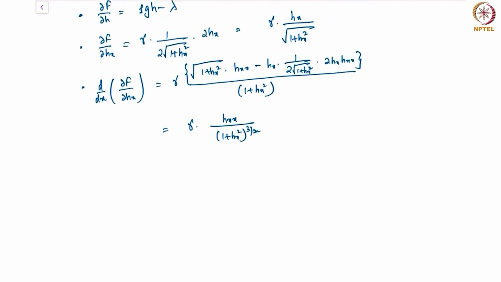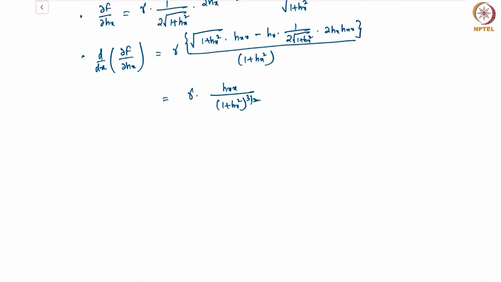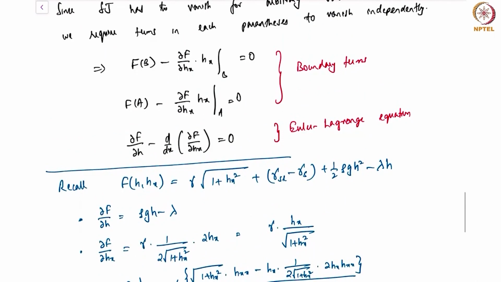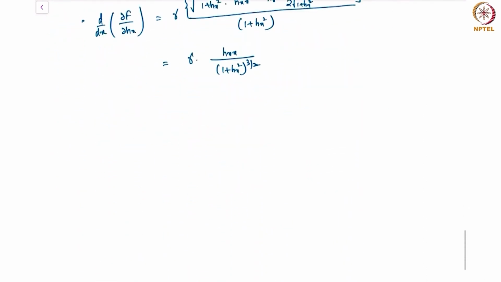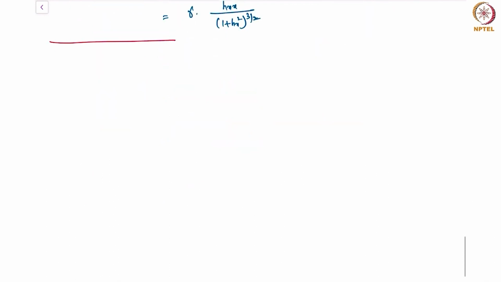So if you look at the last term, the Euler-Lagrange equation, let's label these equations rather. Let's call this equation 1, equation 2, equation 3. Okay. So we now have, from equation 3, we have del f by del h.